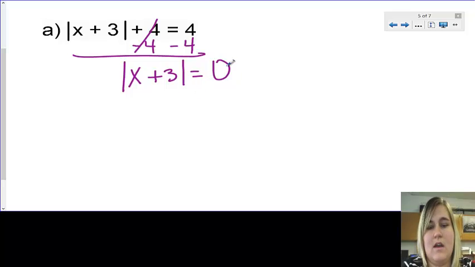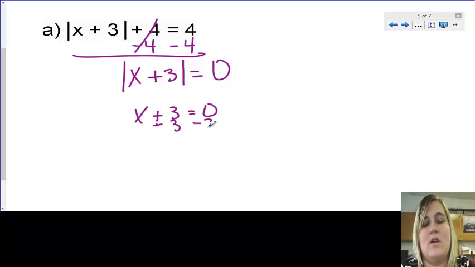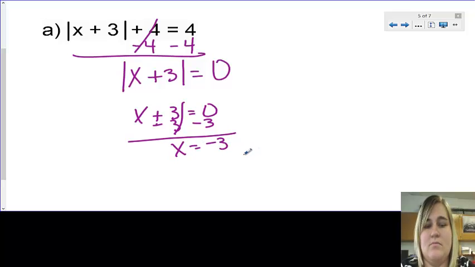And the only way that I can have a 0 out here is if I have a 0 in here. So whenever I do this, 0 doesn't ever have a positive or a negative, it's neutral. So it's just going to be that x plus 3 has to be equal to 0, so I subtract 3 from both sides, and I get that x has to be -3, okay? Because I can't make 0 a positive or a negative.